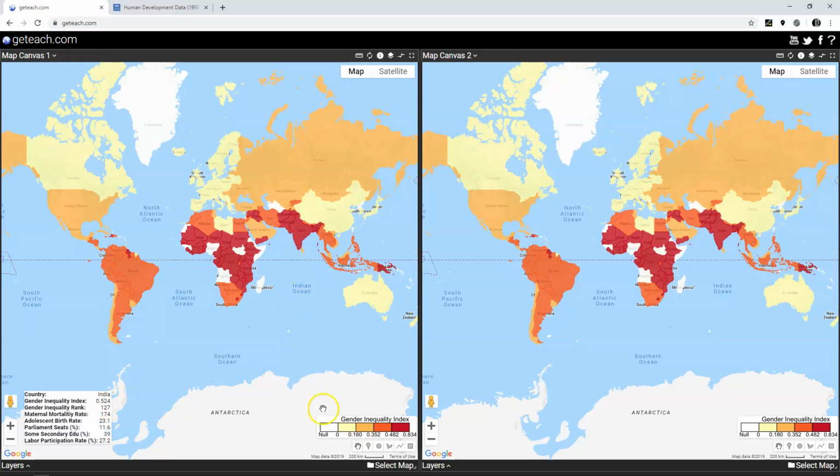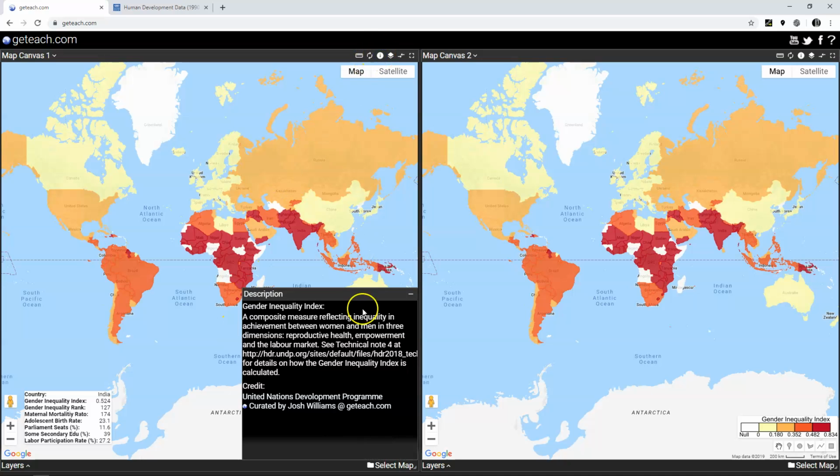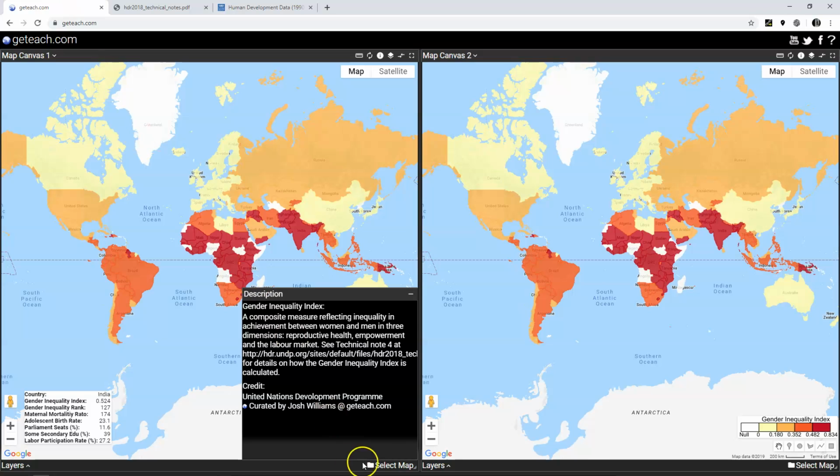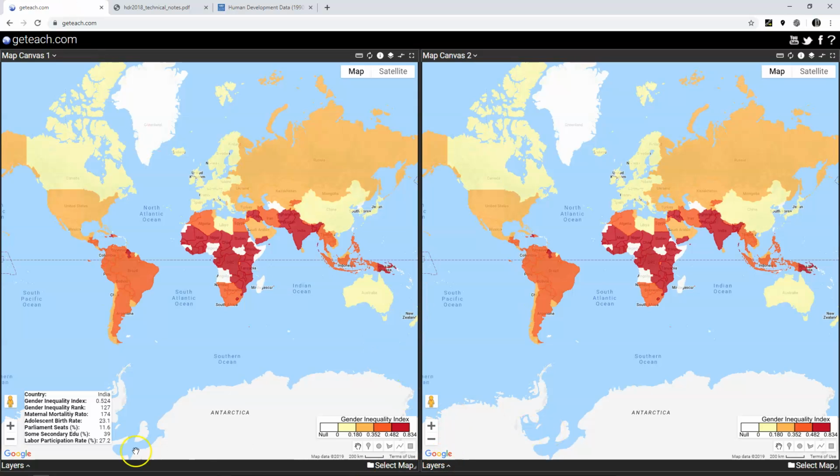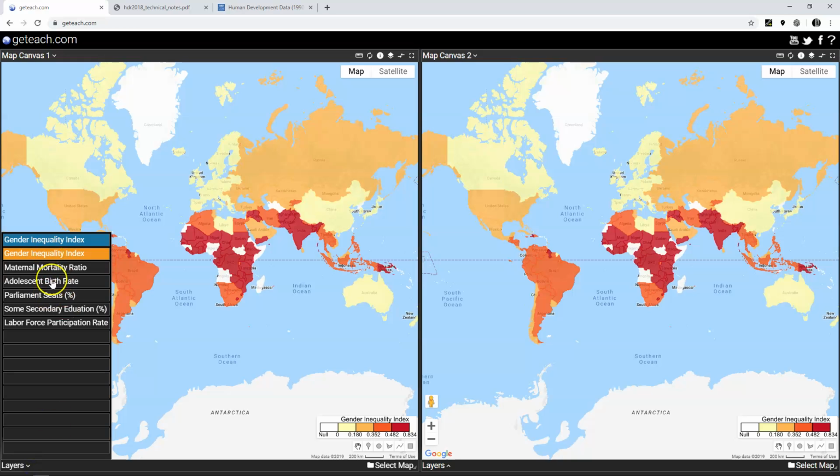India has a 0.524. And if you need help on what it is, it's a composite measure reflecting inequality in achievement between women and men in three dimensions: health, empowerment, and labor. You can click that for technical details, I guess, if you want the PDF. Once you click the select map, these are the data sets that came down with it: maternal mortality rates, adolescent birth rates, percent of parliament seats, secondary education, and labor force participation.